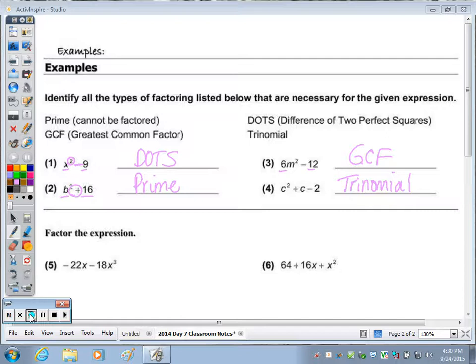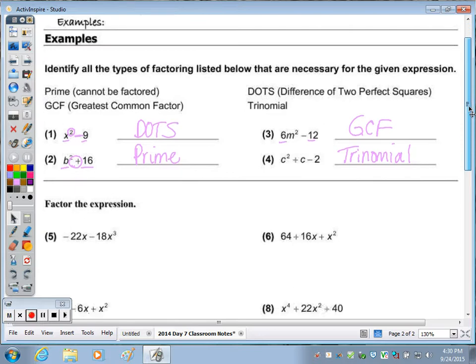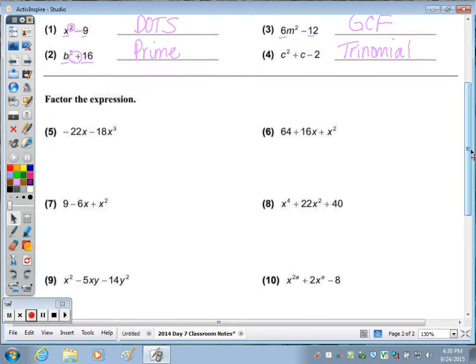Now, I would first look at every single one of them and identify which ones have the greatest common factor, because that is our first step. In number 5, 18 and 22 have a greatest common factor of 2. They also have an x as part of both of their terms, so I'm going to factor out a 2 and an x. I'm also, when both terms are negative, you can factor out the negative to give a positive quotient.